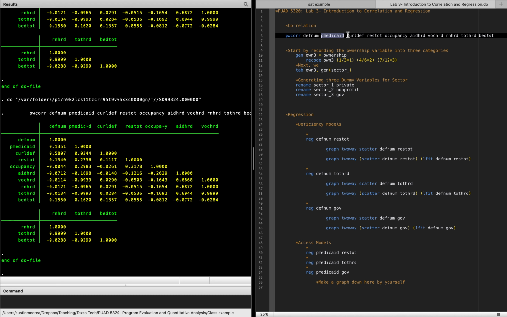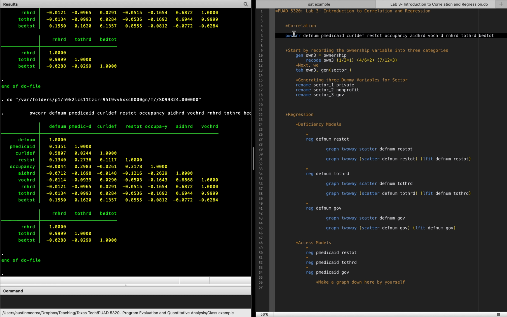We also are using curl def, which represents the total number of life safety code violations, restot, which is the number of residents and certified beds, occupancy, which is the occupancy rate, or the percentage of beds that are occupied by a resident, aid HRD, which is the nurse aid hours per resident day, VOC HRD, which stands for the vocational nurse hours per resident day, RN HRD, which is RN hours per resident day, total hours per resident day, and then the total number of beds, which is a measure of organizational size.